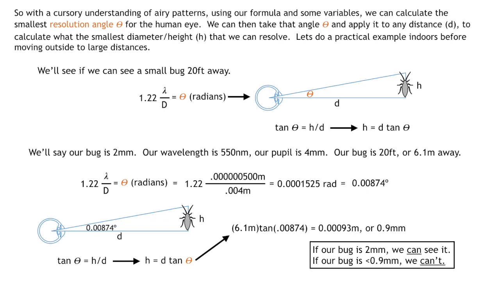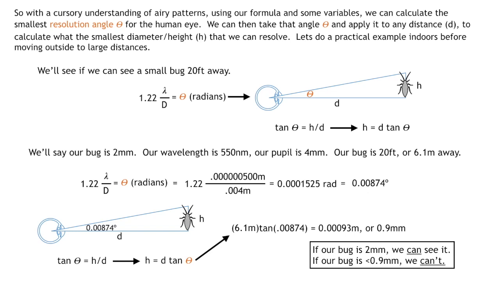Make sure you convert radians to degrees, which is 57.3 degrees per radian, and you come out with a number of 0.00874 degrees. So if we then use that theta to plug into our triangle as the angle, we can then solve for the height across any distance d. And in this case, the distance d was 20 feet, or 6.1 meters. Again, make sure that your units are the same.